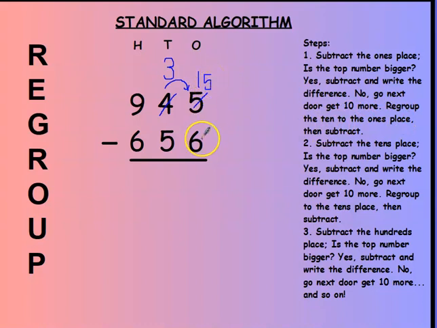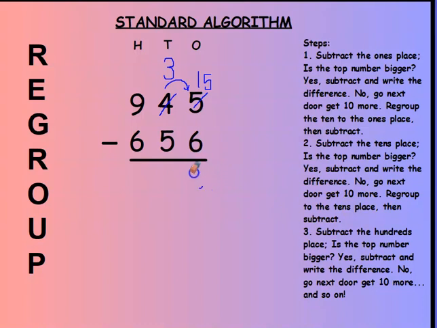So 15, take away 6. What is that? Is it 8? Let's try that, because that's what I'm thinking. But I know sometimes I make mistakes. So let me see if 8 plus 6. 8, 9, 10, 11, 12, 13, 14. Oh, you know what? That's not right. So what should it be? It should be 9. It should be 9.